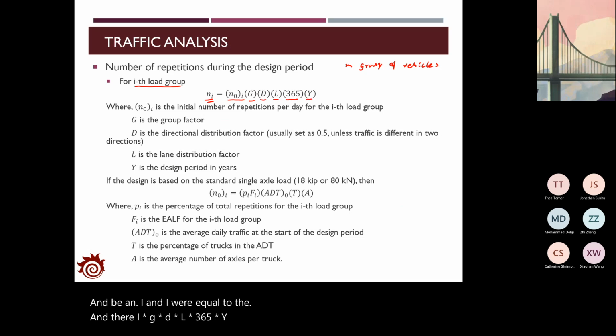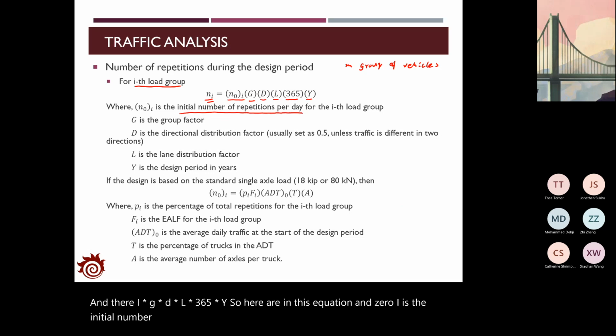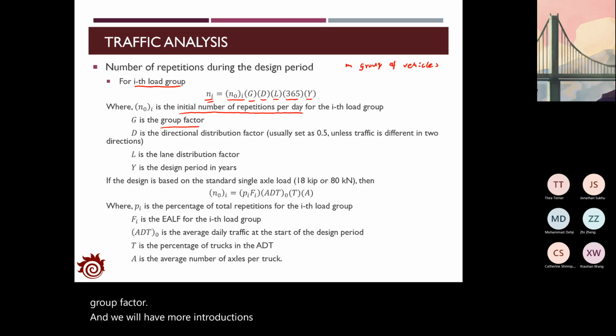So here in this equation, N0i is the initial number of repetitions per day for the ith group, and G is the group factor. And we will have more introduction about what the group factor is.